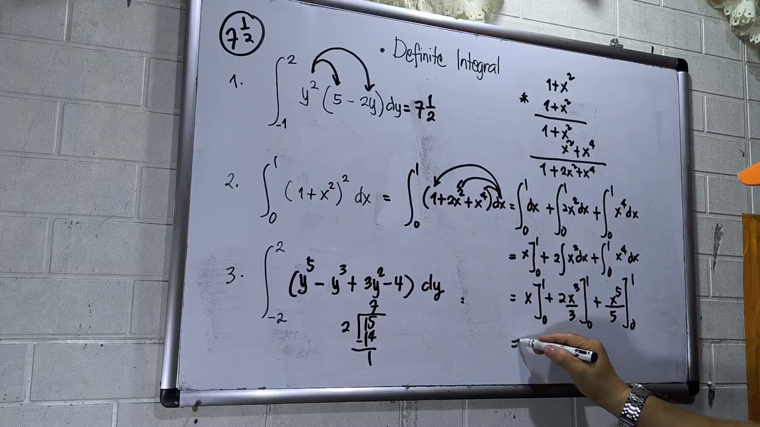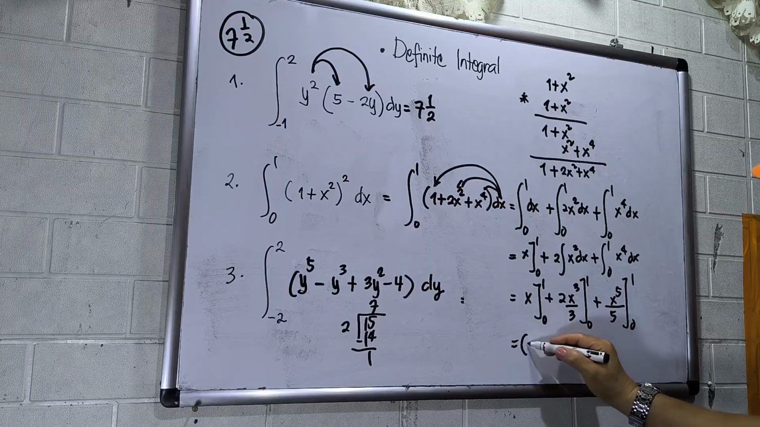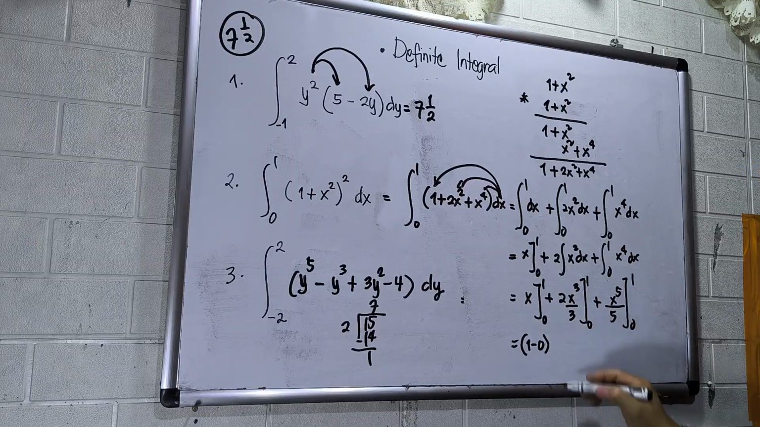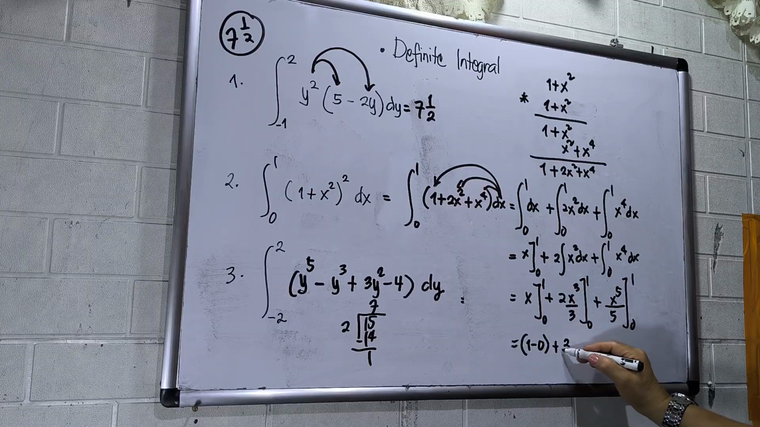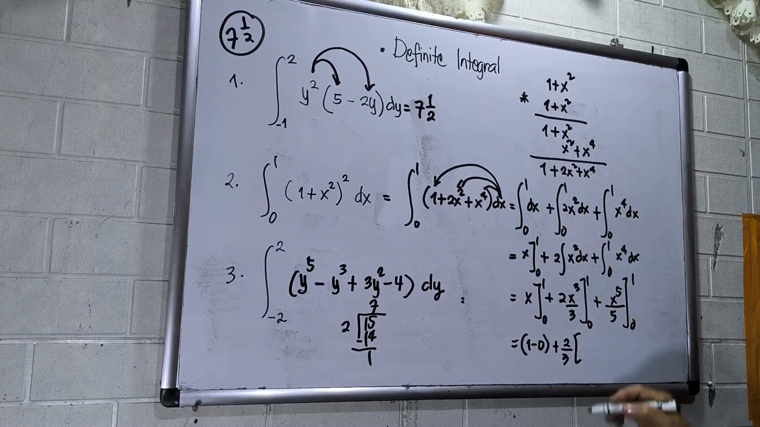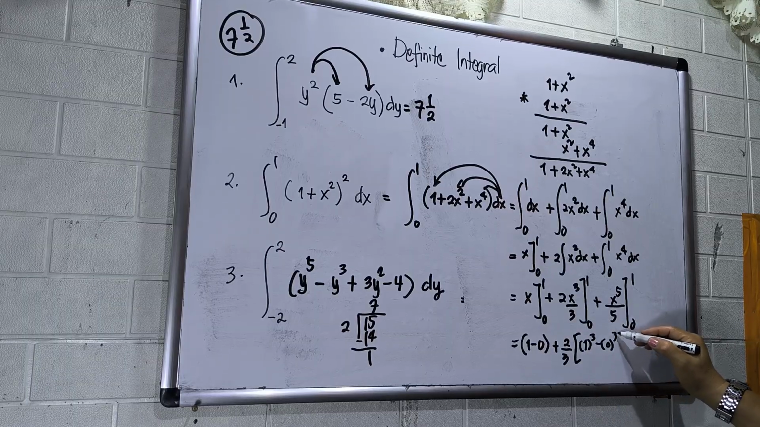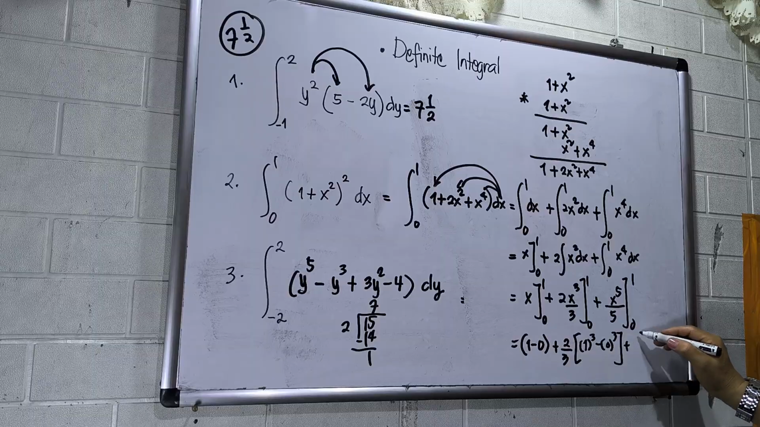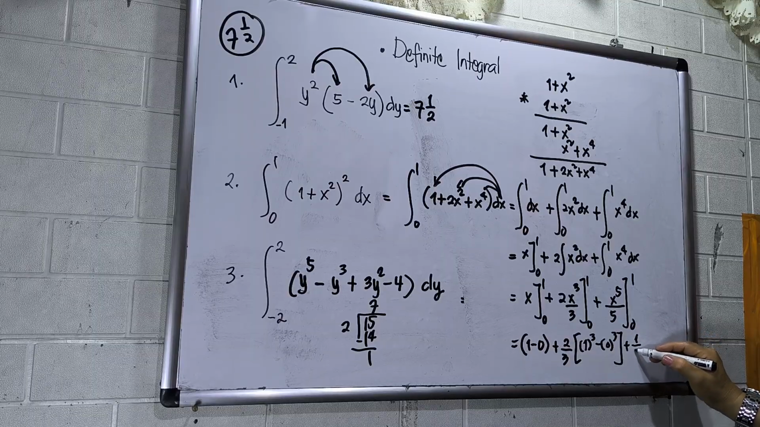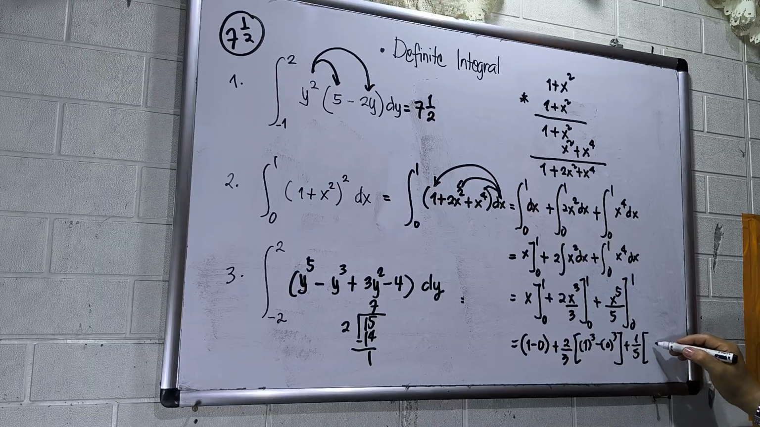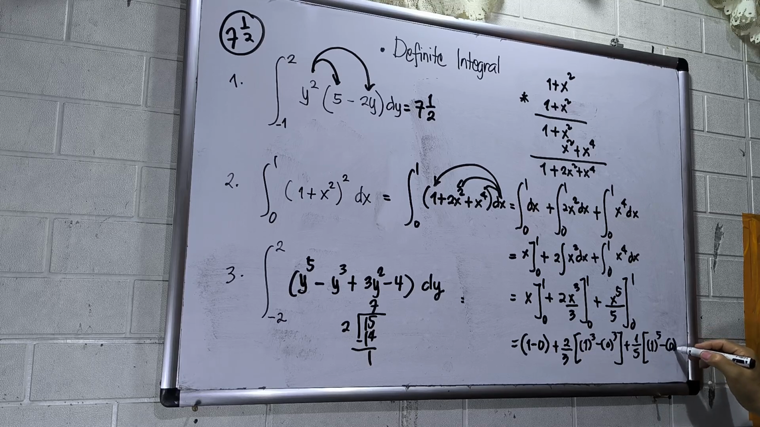Okay, so this will be 1 minus 0. Then plus 2 over 3 in square brackets, so this will be 1 cubed minus 0 cubed. Then plus 1 over 5 in square brackets, 1 to the 5th minus 0 to the 5th.